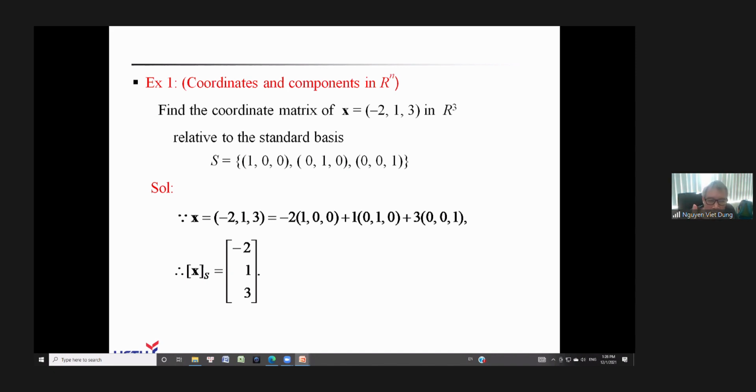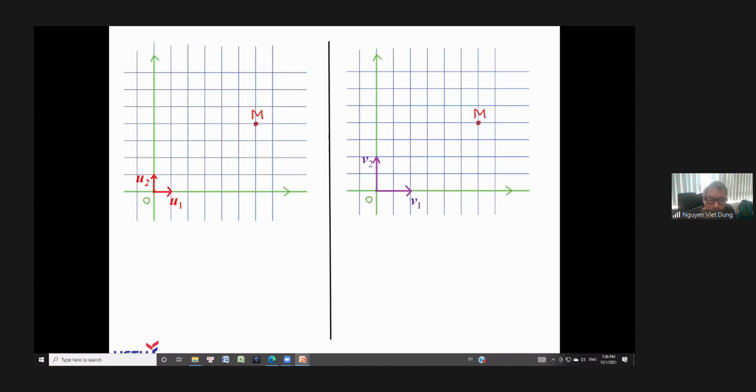The same vector, the same point in a space, will have different coordinates relative to different bases. Here is an example. Please look at that. On the right hand side and the left hand side, we have the same coordinate plane and the same point or the same vector M. The M is here. That is the same vector, the same point.